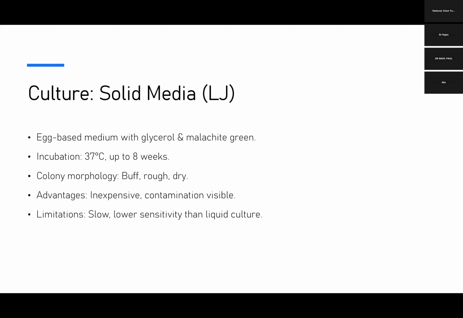LJ medium. It is an egg-based medium with glycerol and malachite green. So the malachite green gives it the classic green color of the media. So you incubate it at 37 degrees for up to 8 weeks. The colony morphology is a buff, rough, and dry colony. The advantage is it's an inexpensive test. If there is contamination in the sample, that is easily visible. But the limitations are that it is slow, and as compared to the newer liquid culture, it has a lower sensitivity.